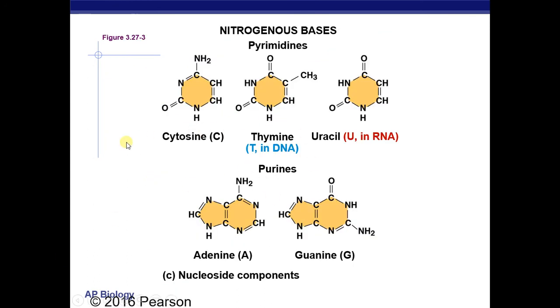So here is another picture of the same thing, noticing that uracil, U, is only present in RNA, and thymine, T, is only present in DNA. Actually, these two replace each other, so U takes the place of T in RNA, and T takes the place of U in DNA. You can see how strikingly similar they are between these two.